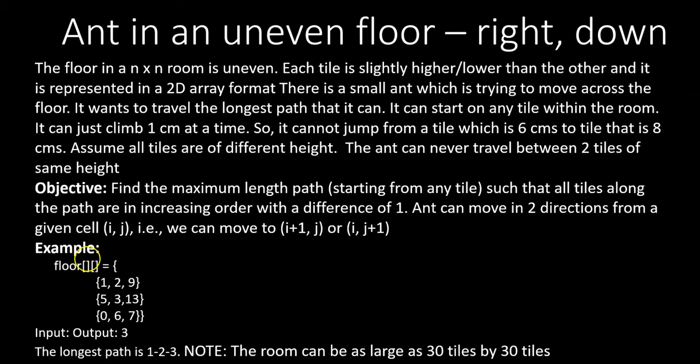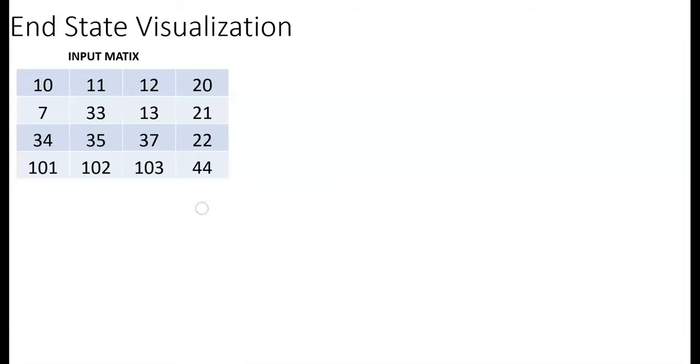So now, let's look at this input matrix. First we look at the end state visualization. So 10, 11, 12, 20, 7, 33, 13, 21, 34, 35, 37, 22, 101, 102, 103, 44. Now first we'll do something called an intermediate state visualization, and then we'll go to the end state visualization, because it's difficult to do 2 steps at the same time. You'll understand when I give the intermediate state visualization.